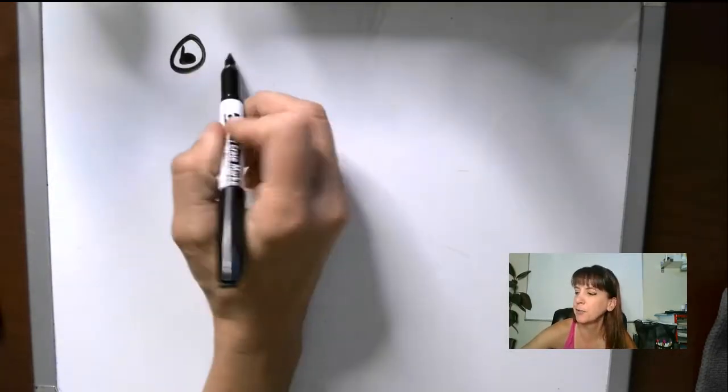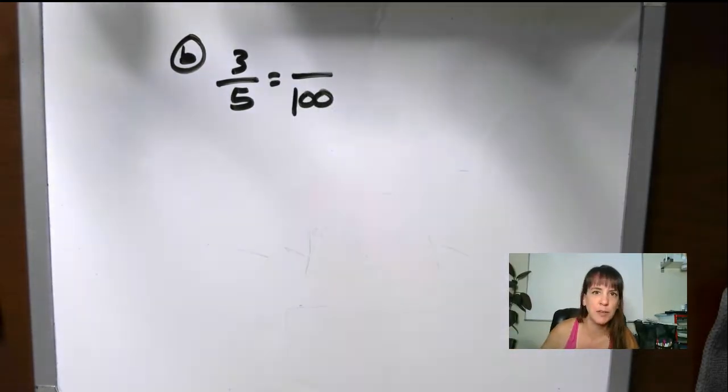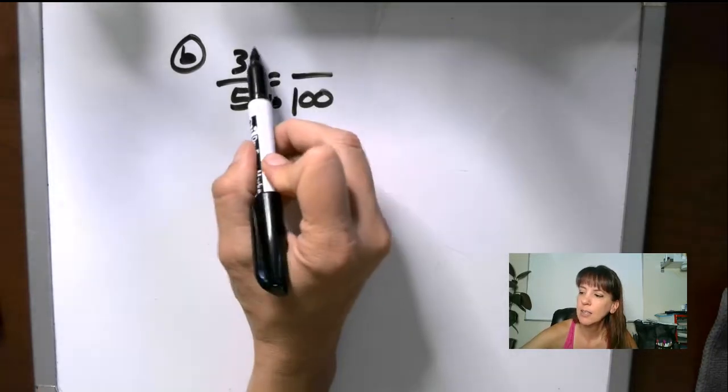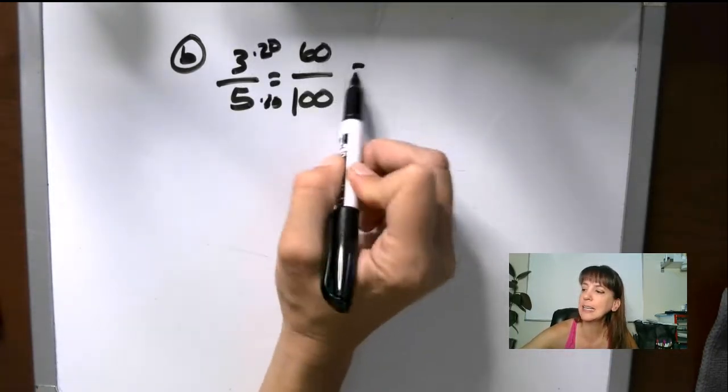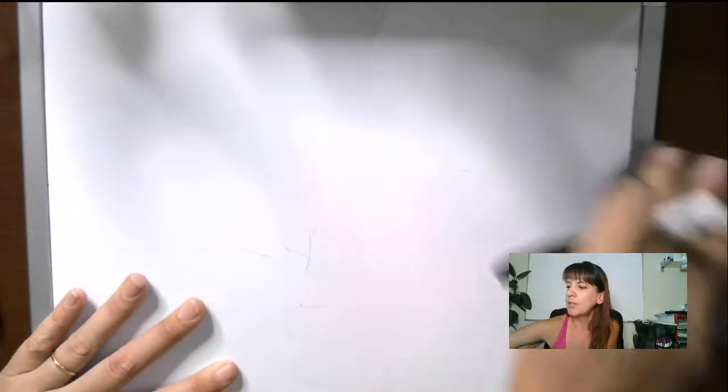Going back, let's see, that was B. Yeah, because B, I got a little too excited there. So B, we figured out was 3/5, right? So we do the math here. 5 goes into 100 20 times, and 20 times 3 gives us 60. That gives us 60%. So that was the answer to B, just in case you did not catch that, because I didn't write B on there.